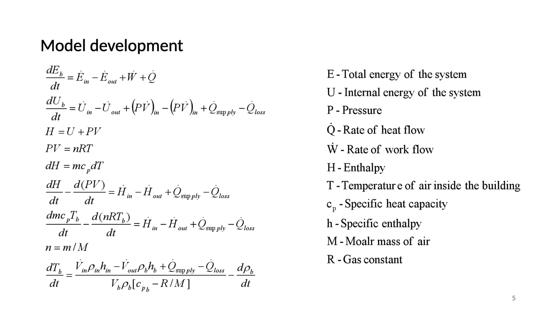I'm going to use the three relations: H equals U plus PV, PV equals nRT, and dH equals m Cp dT. And by taking that the number of moles is equal to mass divided by molar mass, I develop the energy balance equation. And I have presented the meanings of different terms used in the energy balance equation development. Subscript B denotes the properties of the air inside the building. Subscript in represents the properties of inflow air, and subscript out represents the properties of outflow air.